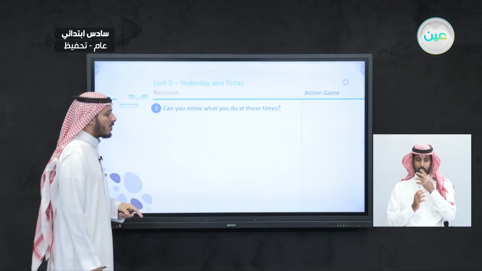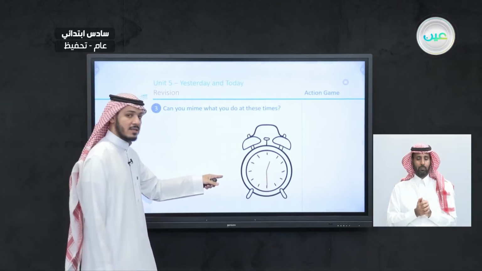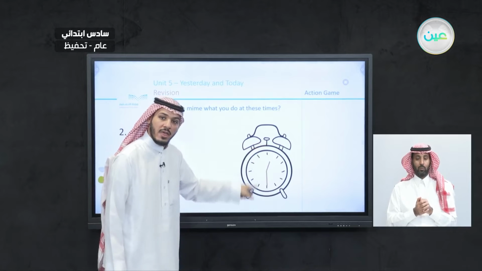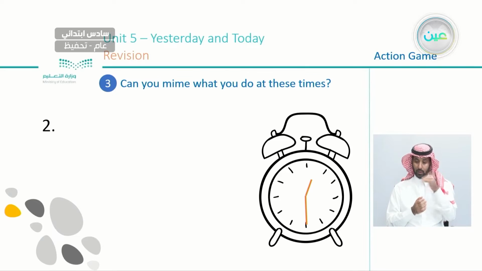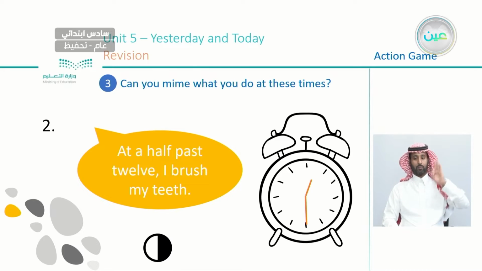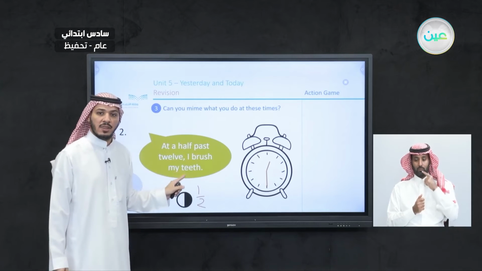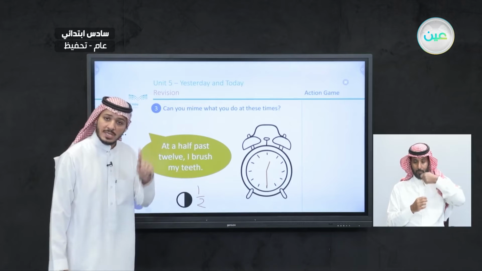Okay, now we have another time here. Can you tell me what time it is here? Yes, the time is 12:30. Excellent. It's 12:30. So we can say it in another way. So we have half. What does half mean? Yes, this is a half. You can say half and you can say 30. So we have 30 minutes. So you can say at half past 12, I brush my teeth. So you can say 30 or you can say half.